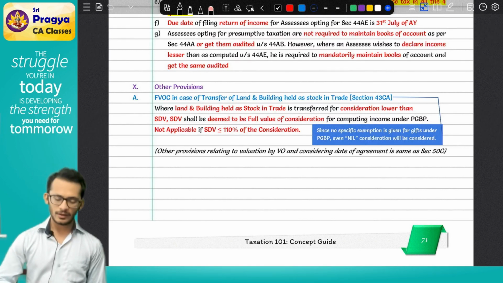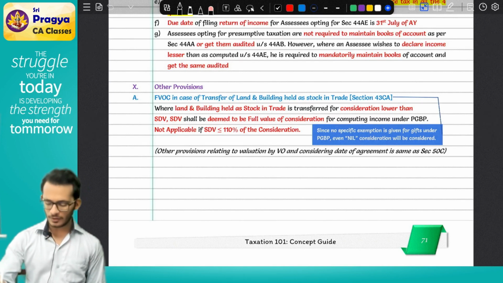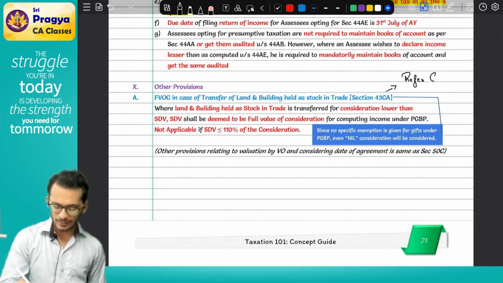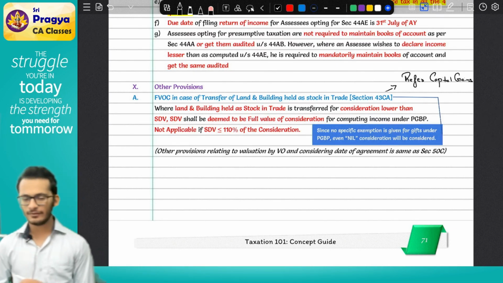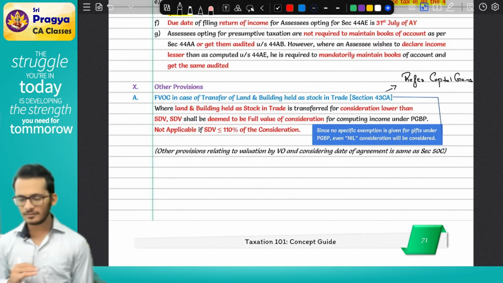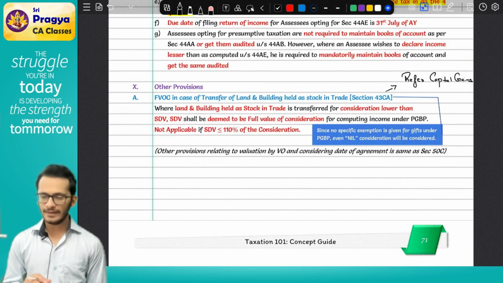Yes, Rahul, am I going to discuss this right now? No, I am not going to discuss this right now. Refer to capital gains. The provisions are the same as capital gains, so it's better for me to discuss there. Today, if I tell you, it will not be clear enough. So this one is referred to capital gains. Move forward.